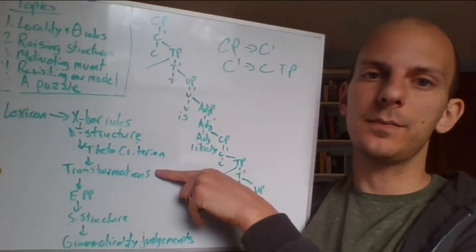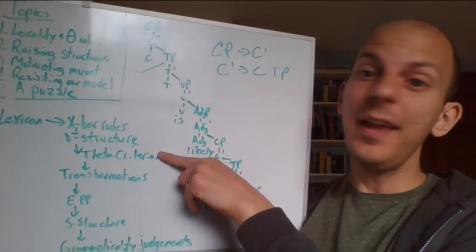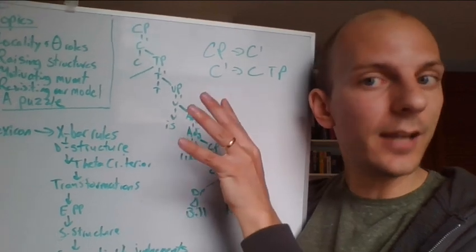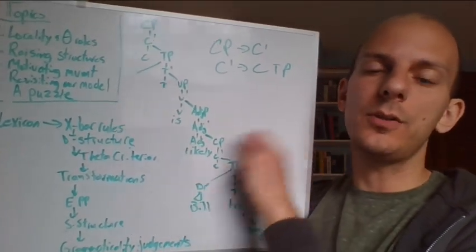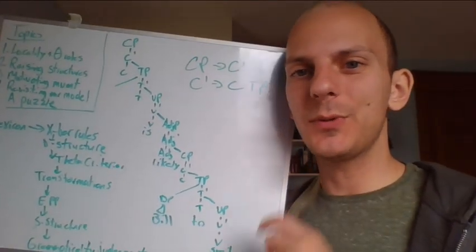We move things. We've passed the Theta Criterion, and we never need to come back to it. That's the fun part. We never need to check that again. So now we do some transformations. What transformations do we do? Well, I'm not going to lie, this part's a bit weird. What we're going to do is we're going to cheat.